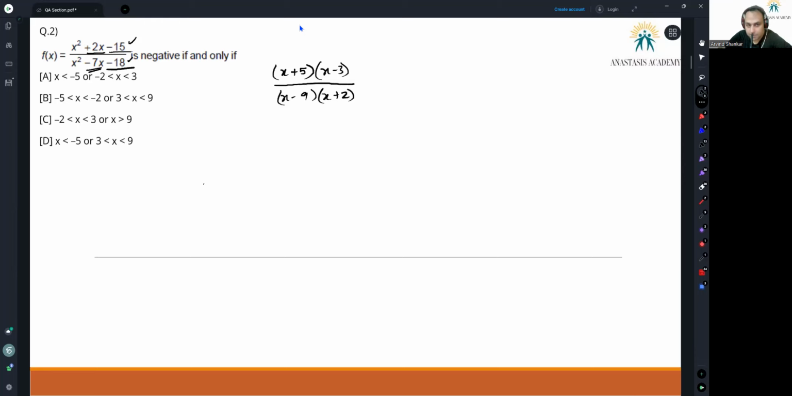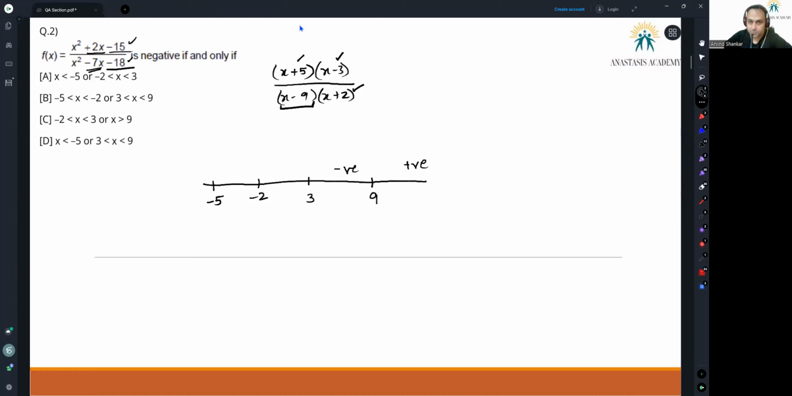We get this. Now on the number line, just mark out these points. We have 9, we have 3, we have minus 2, and we have minus 5. Now if x was greater than 9, every bracket here would be positive, so the result that you get here will be positive. Between 9 and 3, this bracket will be positive, this bracket will be positive, this bracket will be positive, but this bracket here will be negative, which means this fraction here will be negative.